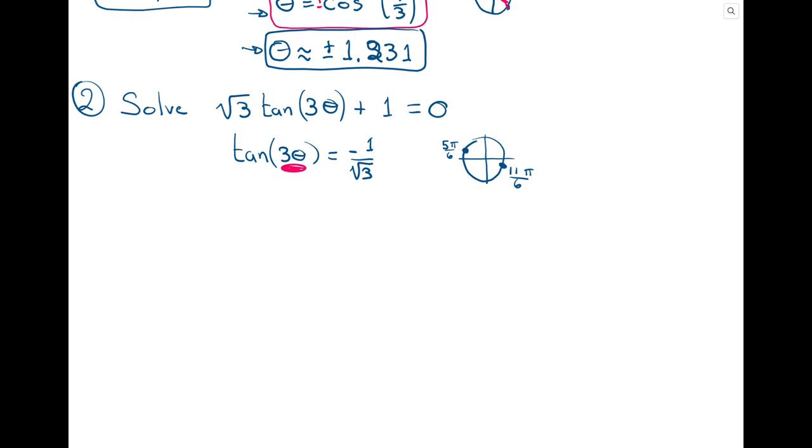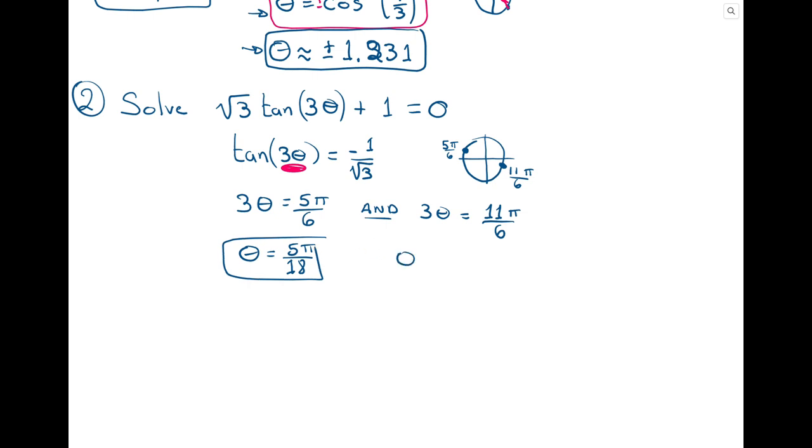So we're going to say, okay, 3 theta is then equal to 5 pi over 6, and 3 theta is equal to 11 pi over 6. And when I divide by 3 on both sides, I'm going to say theta is equal to 5 pi over 18, and divide by 3 on both sides here, theta is equal to 11 pi over 18 as well. Okay, so those are my particular solutions.